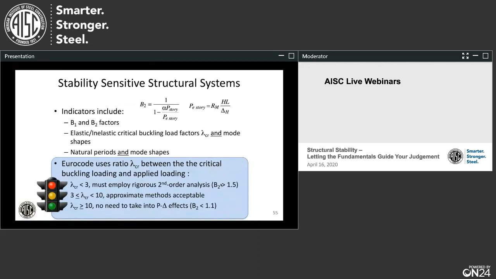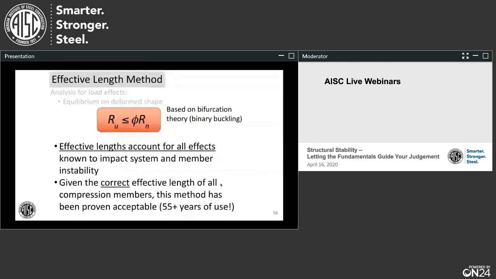All right, so with that sort of background, let's have just a look at the effective length method for a moment.